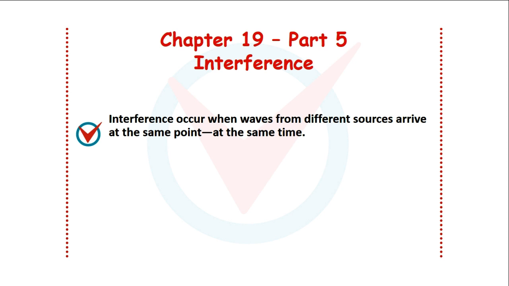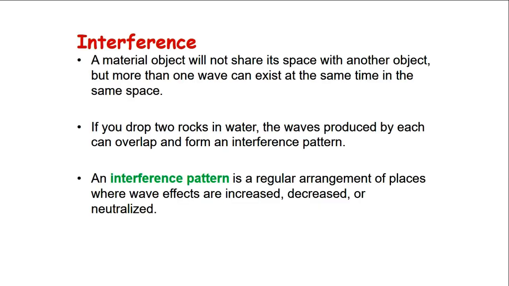When two waves arriving from different sources come to reach the same point at the same time, they combine, they interfere. As we said, material objects do not have this behavior. Two different objects cannot exist at the same place, same time. However, waves can do that.